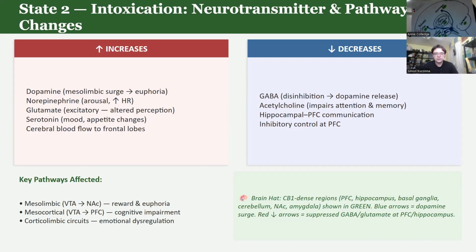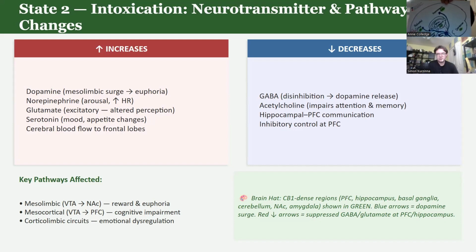GABA goes down. This is really important. Normally, GABA acts as a brake on dopamine. So THC suppresses that brake, which is why dopamine spikes so high. Acetylcholine drops, and this is why attention and memory encoding take a hit. So three main pathways are disrupted in this.